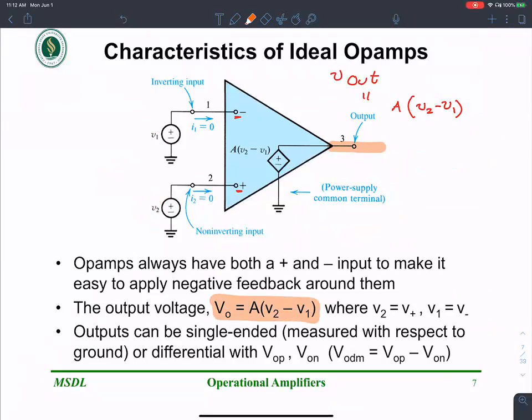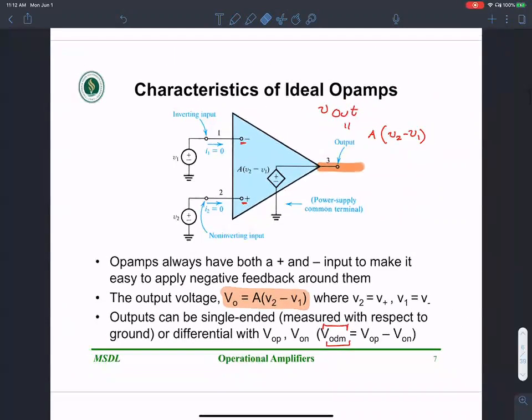Okay, so output is usually, for our class, measured single-ended with respect to ground. Then we don't show the differential output here, which there's no reason why we can't have two outputs, like so: differential outputs, output positive, output negative. It's still possible, but just beyond the scope of this class. In this class we only have one output terminal, two input terminals.